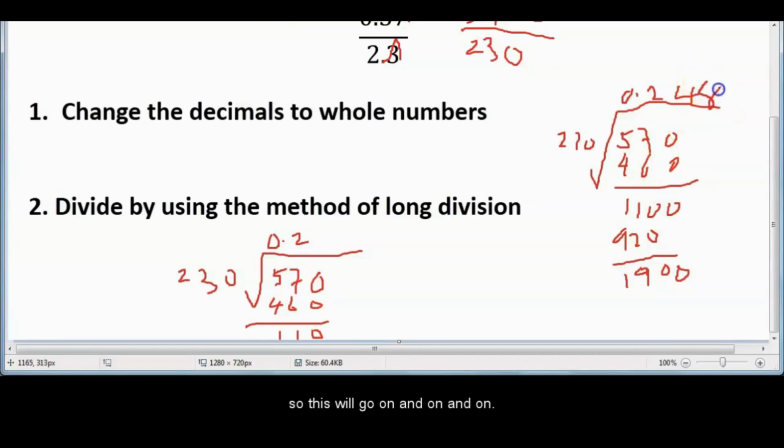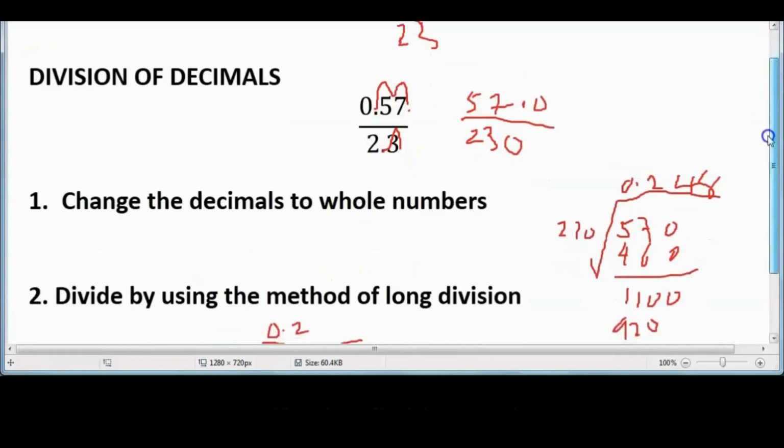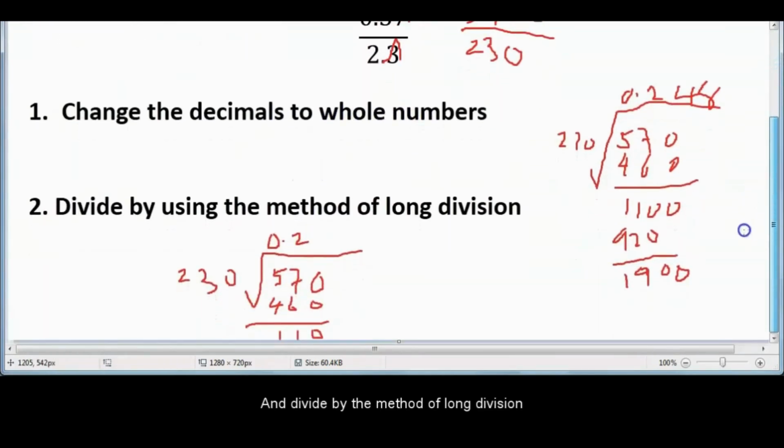So this will go on and on. At the end you have something like 0.248. That is how we perform division of decimals by using the method of long division. First, change the decimal to whole numbers by shifting the decimal points. Then divide by using the method of long division.